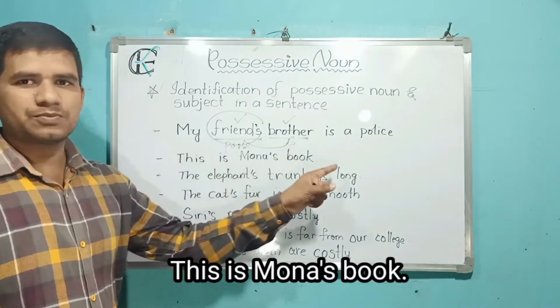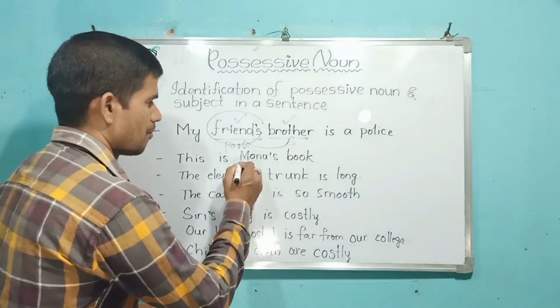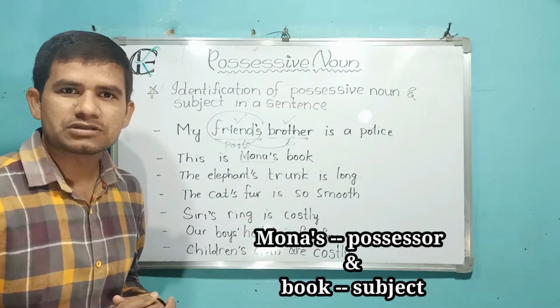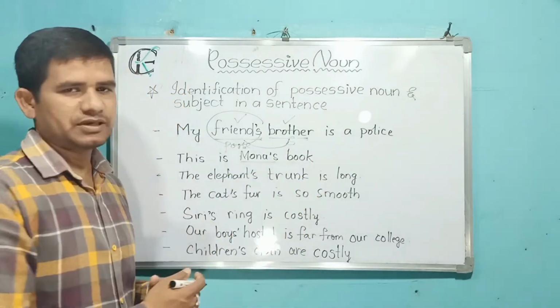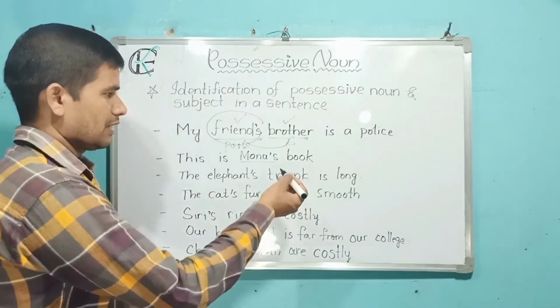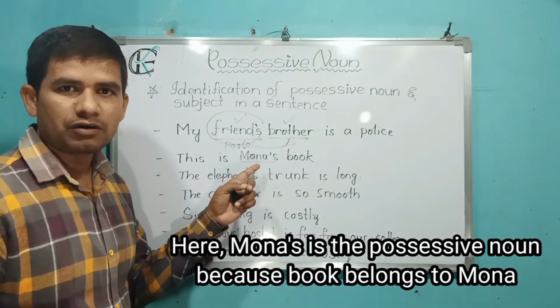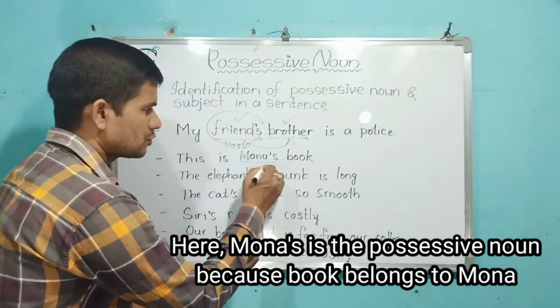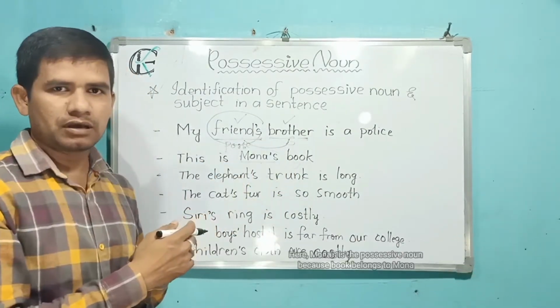This is Mona's book. Yes, here Mona's is the possessor. I mean, this is the possessive noun and book is the subject. So finally we can understand that Mona's is the possessive noun because the book belongs to Mona.